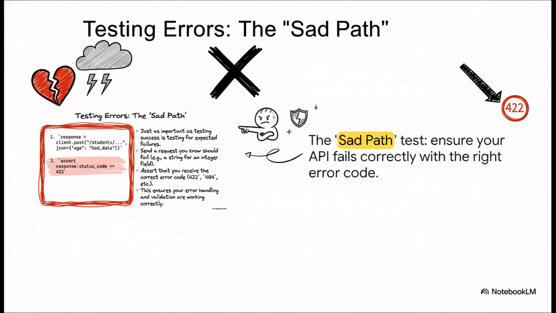But, and this is every bit as crucial, you also have to test the sad path. This is where you intentionally try to break your API. You send a request that you know should fail, like sending a word where a number should be. Then you check to make sure your API fails in the correct way by returning the right error code, like a 422. This proves that your error handling is solid.